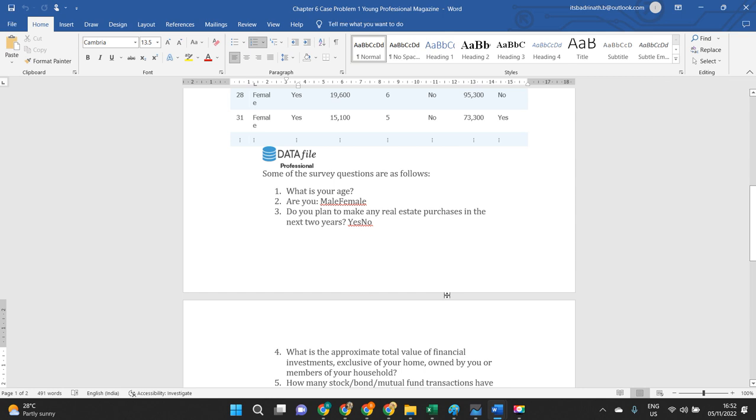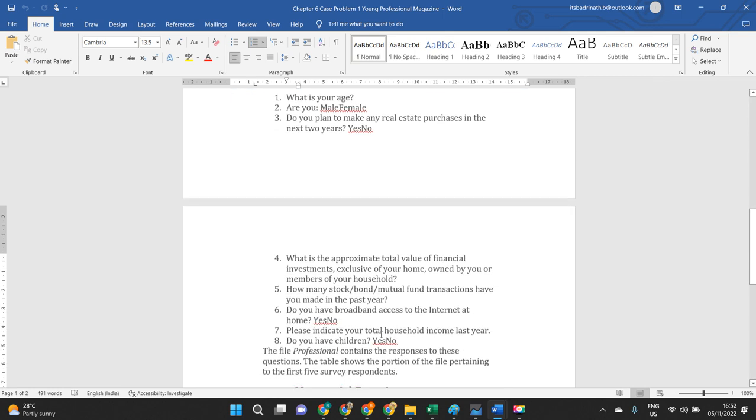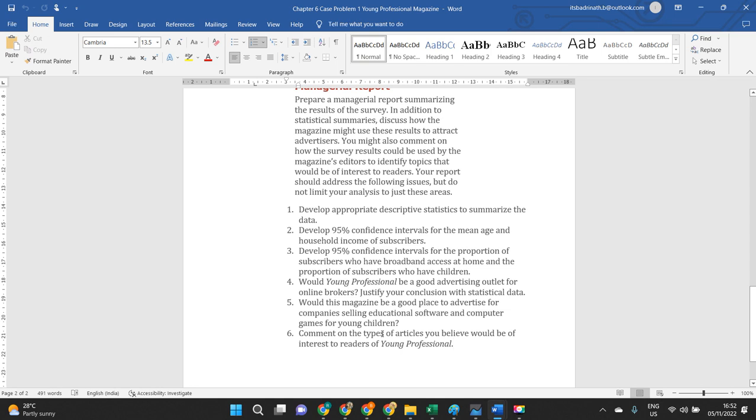The data that is collected is survey data, for some sort of survey questions. Most of the people have responded and that data is presented to us. So there are 6 questions to address. Please make sure that you write that report in managerial report format.